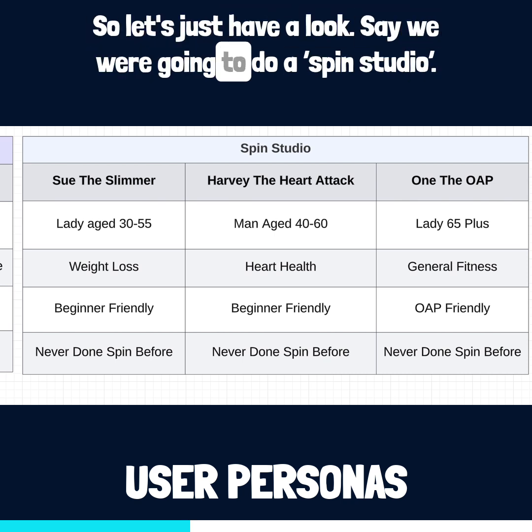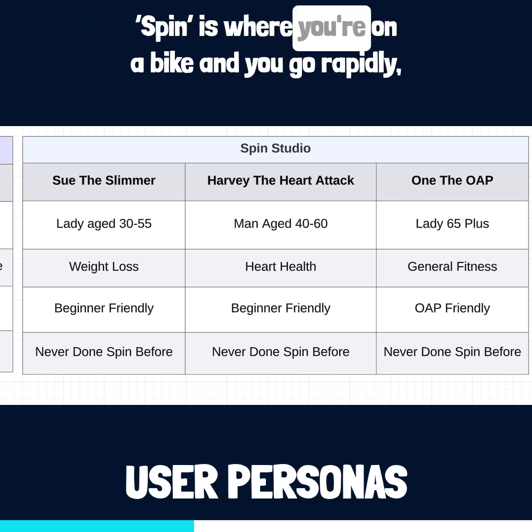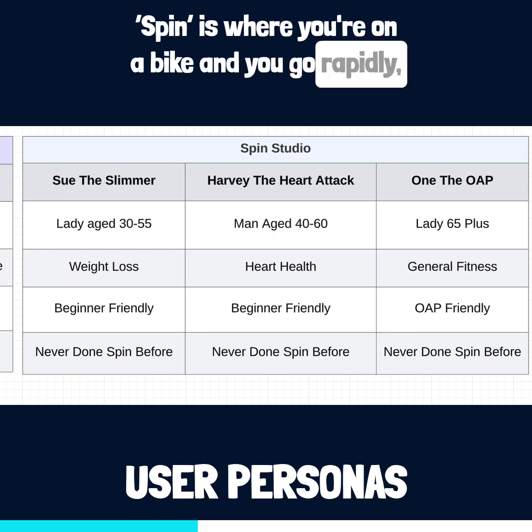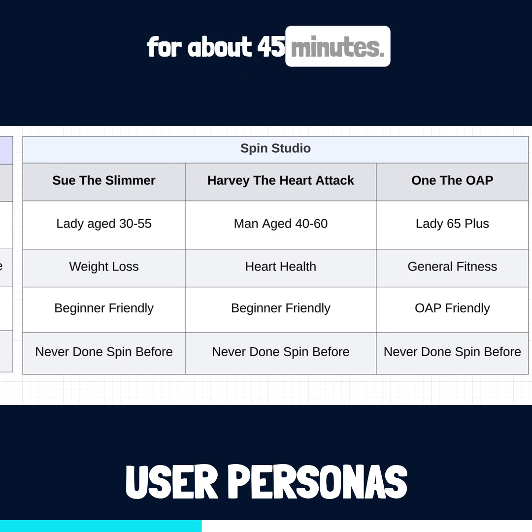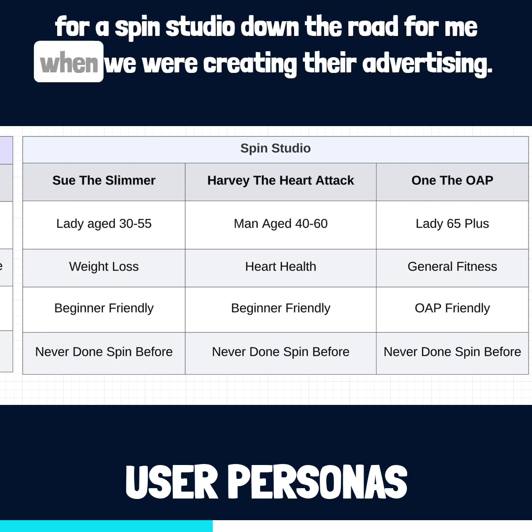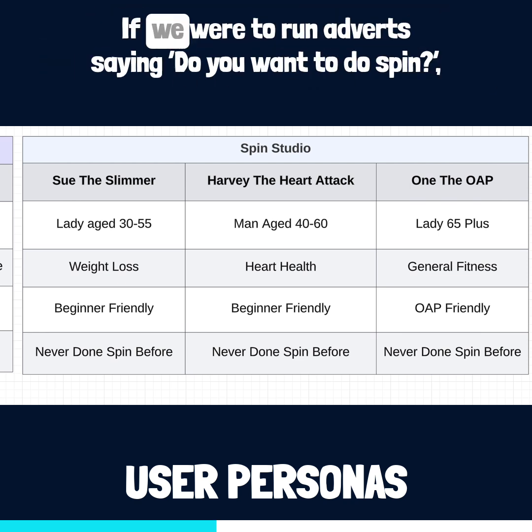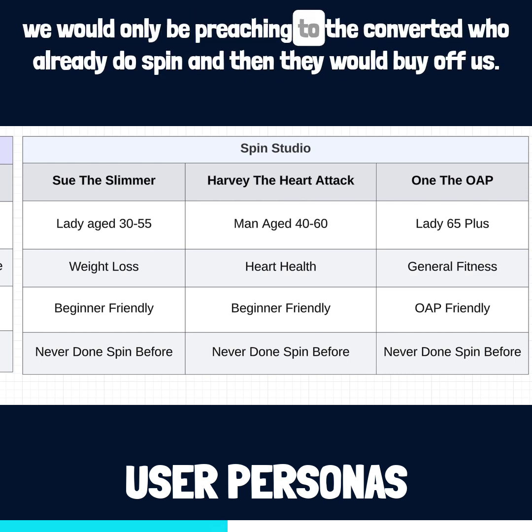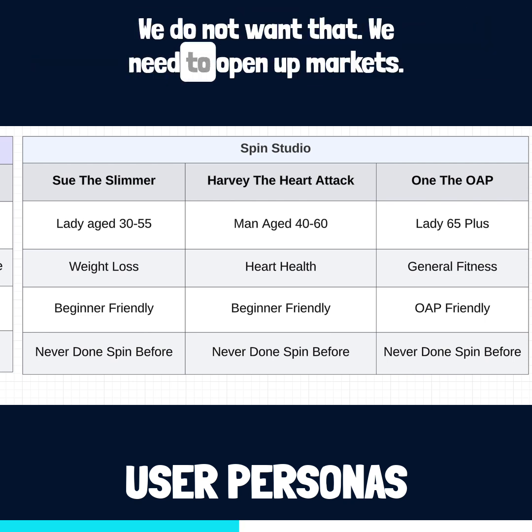Say we were going to do a spin studio. A spin class is where you're on a bike and you go rapidly for about 45 minutes. These are real personas, by the way, that I did for a spin studio down the road from me when we were creating their advertising. If we were to just run adverts saying, do you want to do spin, we would only be preaching to the converted who already do spin, so they would buy from us anyway. We do not want that. We need to open up markets.